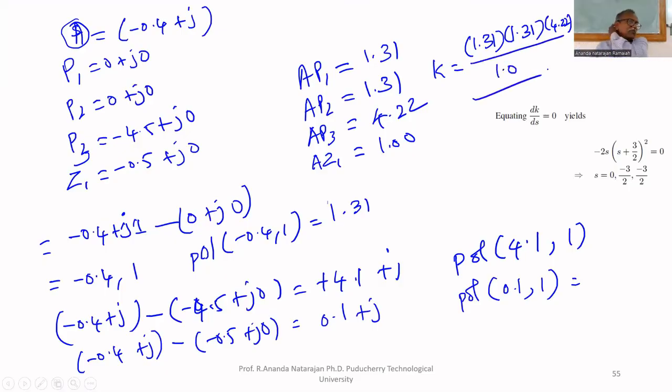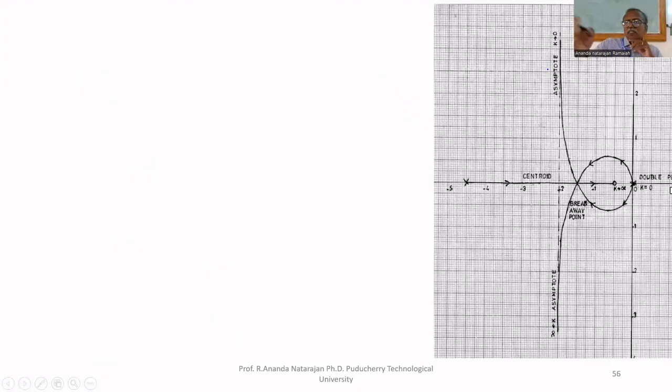That's all. If you know the coordinates, you can find it directly. No need to measure by using a scale. You will get accurate values if you know the coordinates. So for all sums, it is better to find it this way, just using your calculator's polar function. So this is the root locus, because it has a breakaway point at this point.